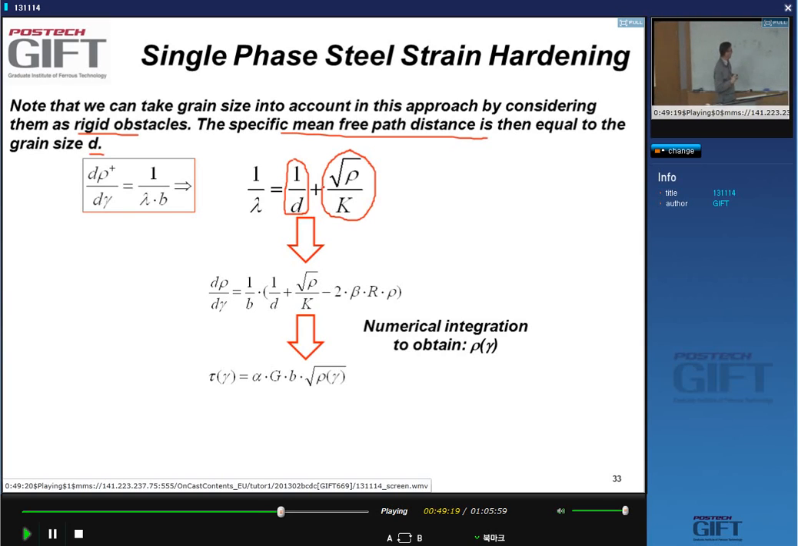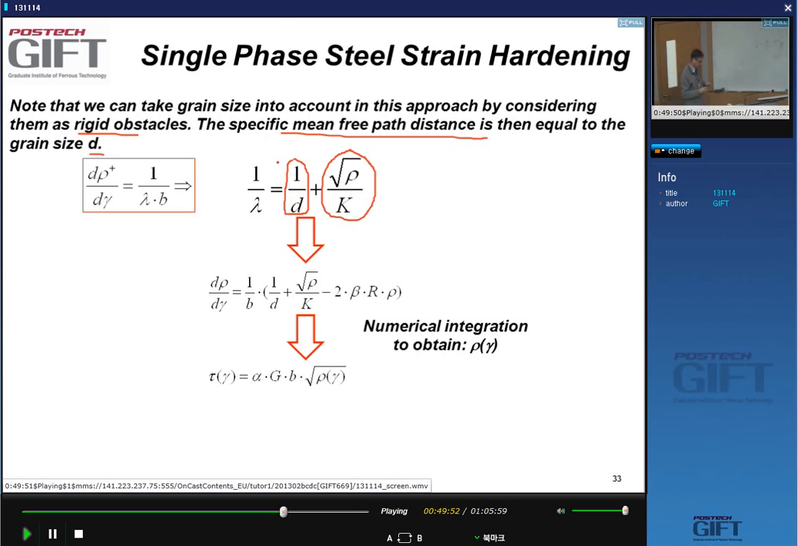So in the end, yes, the term 1 over d is much, much larger than this term because I have a low dislocation density. So in this case, dislocation density is very, very low, so this term is low and this term is very high. And obviously, the mean free path will be the size of the grain at best. I hope this makes this acceptable.